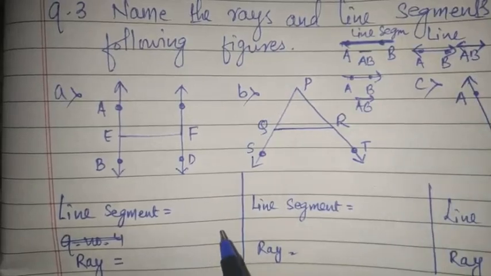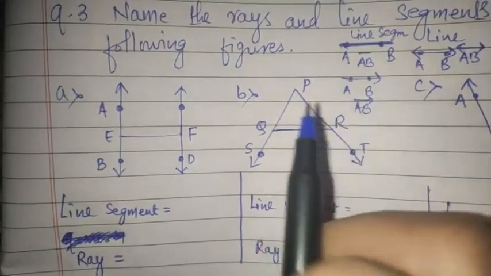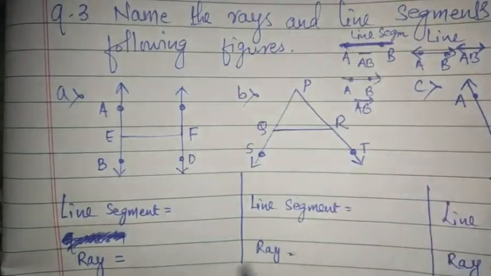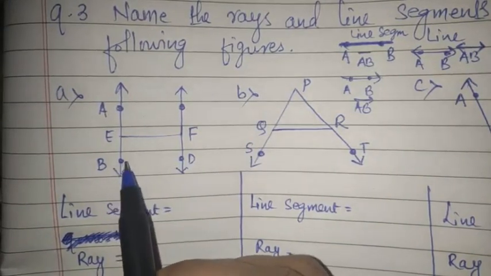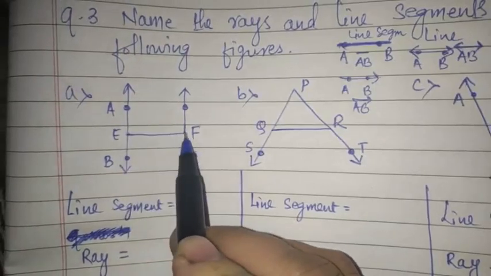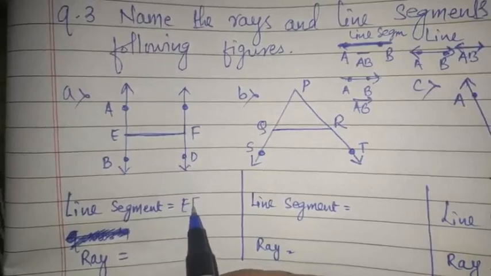So here what you need to do is identify the names. You have to name the rays and the line segment. First of all, I have written the name line segment here. What is a line segment? A line segment has certain endpoints, right? So EF here is one line segment. So EF is a line segment here.